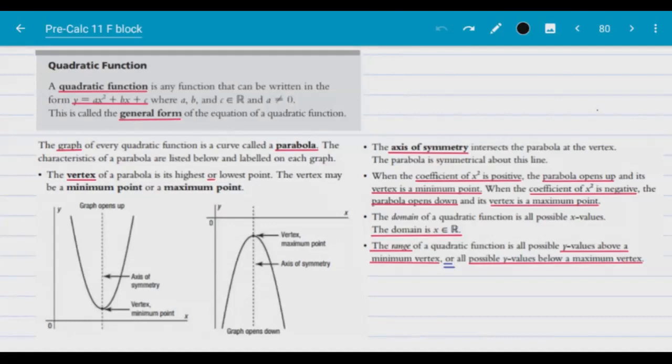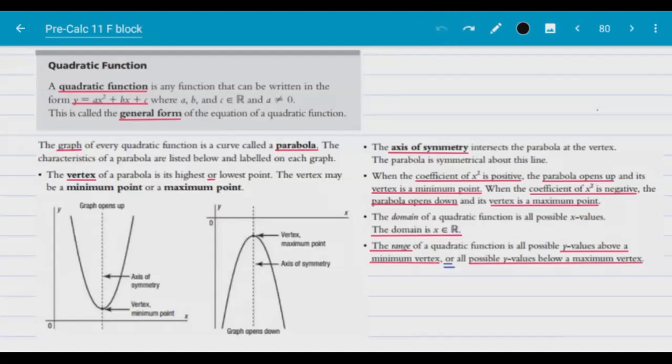Now, let's look at the highest point or the lowest point. The vertex is the name of the highest point or lowest point. If it is opening up, the vertex is the minimum point, all right, the lowest point. If it is opening down rather, the vertex is the highest point. So I'll say it again. If it is opening up, the vertex is the lowest point or minimum point. If it is opening down, the vertex is the maximum point, all right, or highest point right here.